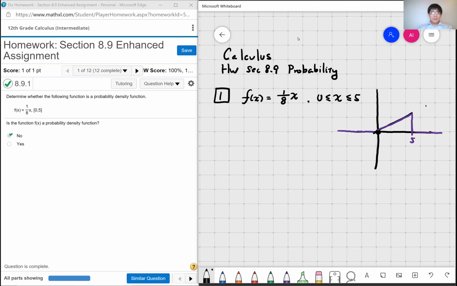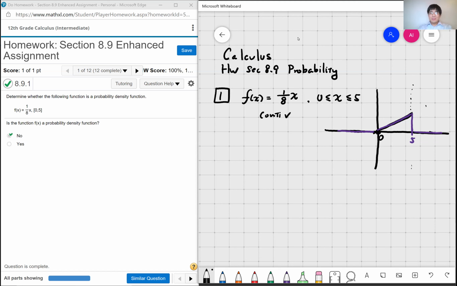The function is called the probability density function if the following three things are satisfied. First of all, it must be continuous almost everywhere, with the exception of a finite number of points. In this case, the function is basically 0 everywhere, and on the line it is continuous everywhere between 0 through 5, and from 5 through infinity, it is 0 everywhere. So it is not continuous at one point, but everything else is continuous. So continuity is okay.